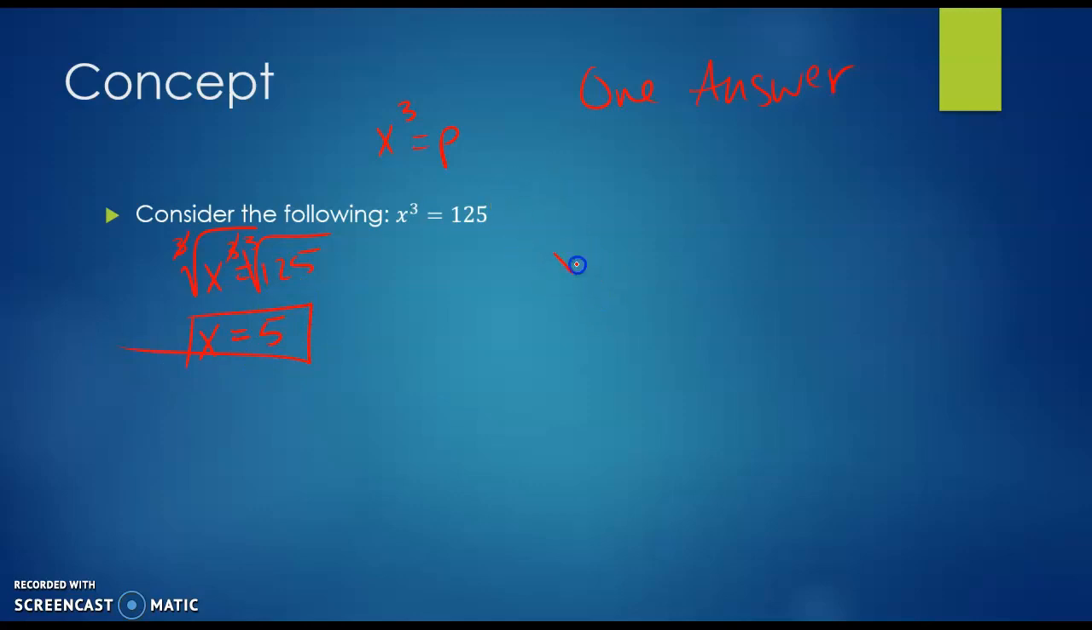That being said, if we had x cubed equals a negative 125, then when we cube root both left and right, and this goes away, x would equal, in this case, negative 5. But that's a completely different problem. So again, those are two different problems there.